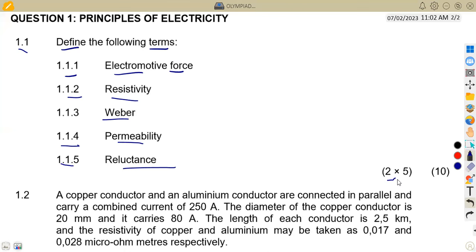Each part is actually 2 marks, times 5. So each part is 2 marks, 2 marks, and so forth.